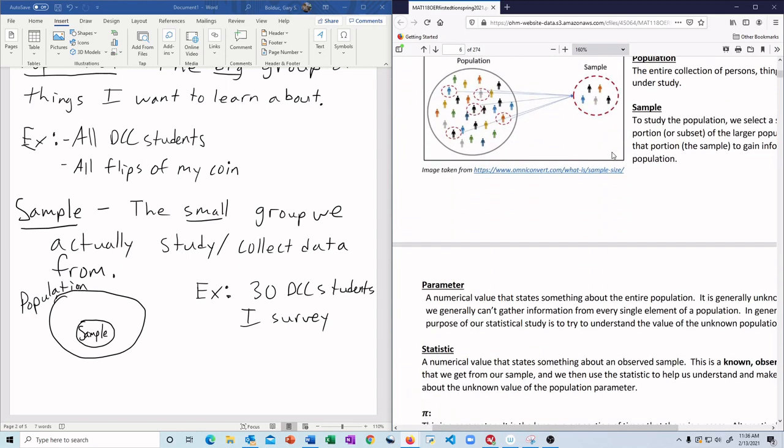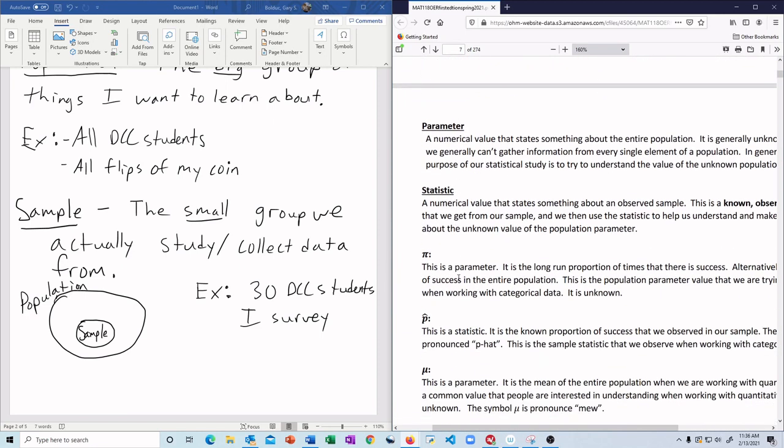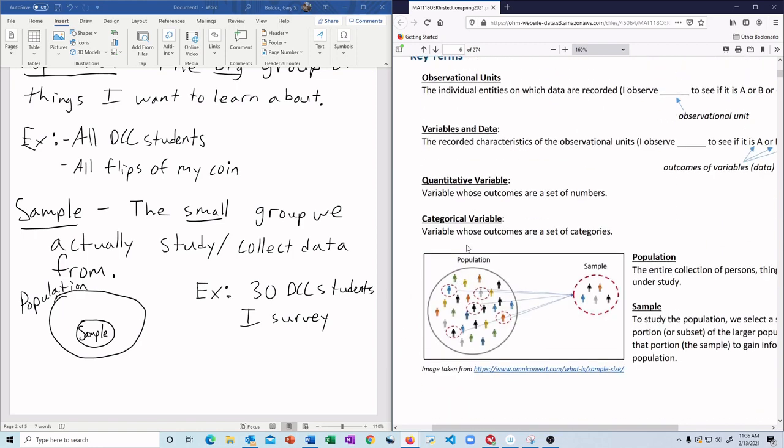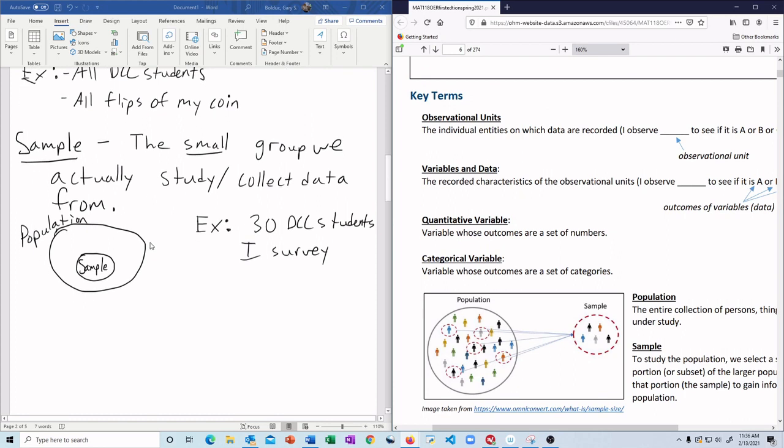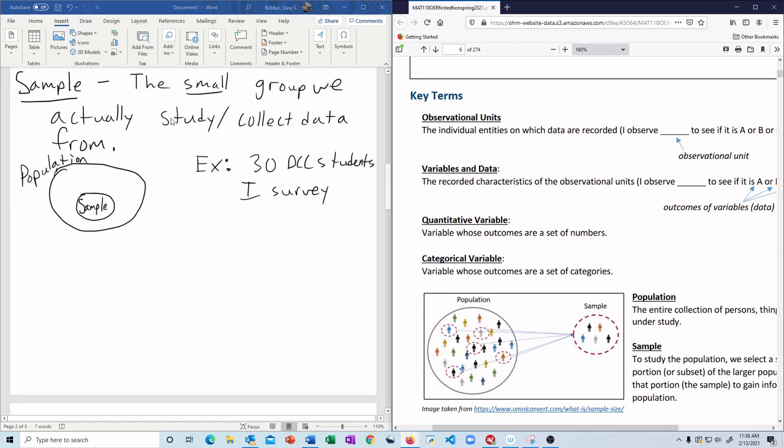Okay, and then you just kind of keep going through here. So we've got other terms: parameter, statistic, variables, and you could just keep going through here. So we'll do it together for this section. We'll just keep kind of going through here. So next up, we could do observational units. What are the observational units?